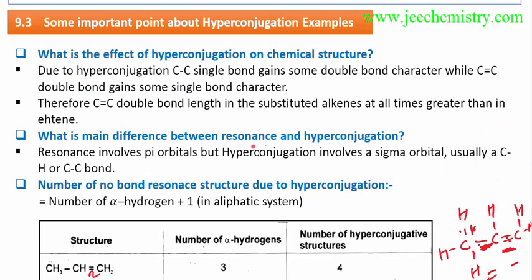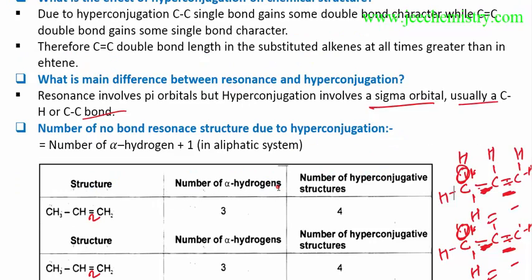What is the main difference between resonance and hyperconjugation? Resonance involves the pi orbital for the movement or delocalization of electrons, but hyperconjugation involves sigma orbitals, usually C-H and C-C bonds. C-H bonds are involved. Single bonds are involved. Sigma bonds are involved in hyperconjugation, but for resonance there is involvement of pi bonds; pi orbitals are involved in the delocalization of electrons.